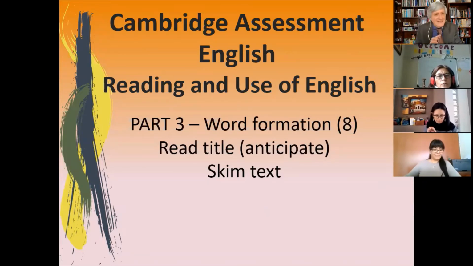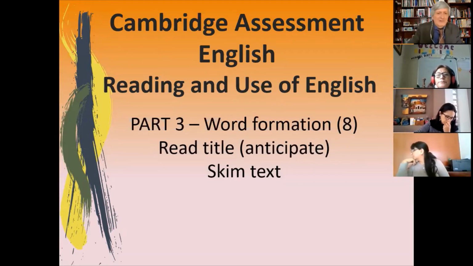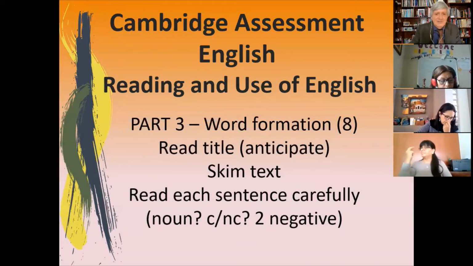Similar idea again. Skim through the text again, okay? And as you're skimming, you will probably know the answer. Okay, but don't waste your time writing it right now. Don't worry about it. Just get a whole idea again, the general context of the reading, right? And then you go back and complete the sentences, right?